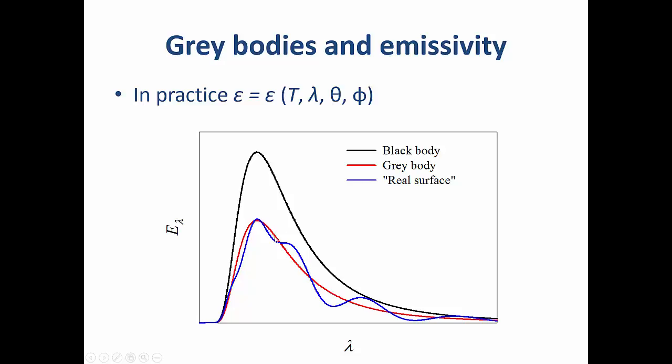A more real surface would have some complex variation. The example I've shown here with some wiggles around the grey body curve is not actually real data, but it's just showing that for a real surface there will be a more complex variation with terms such as the wavelength, and also in fact with the temperature.